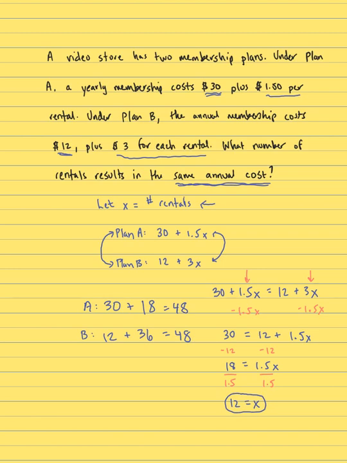You should think about if you rent more than 12, which plan would be more expensive, and if you rent less than 12, which plan is more expensive, and we'll talk about that during class. So that is 7-1, solving equations with variables on each side, and a little bit about word problems.